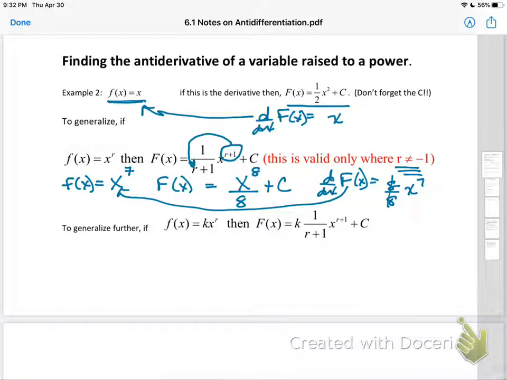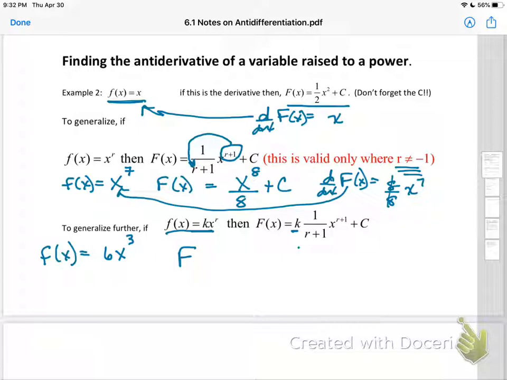So what if I introduce a constant? Does that really change anything? And the answer is no. Look what happens. If I have a constant here, then the constant just goes along for the ride, and you still do the same plus 1 on the exponent, and then that becomes a divisor. Let's try one that has a constant in it. What if I said f of x equals 6x to the 3rd? I want to know what the original function is.